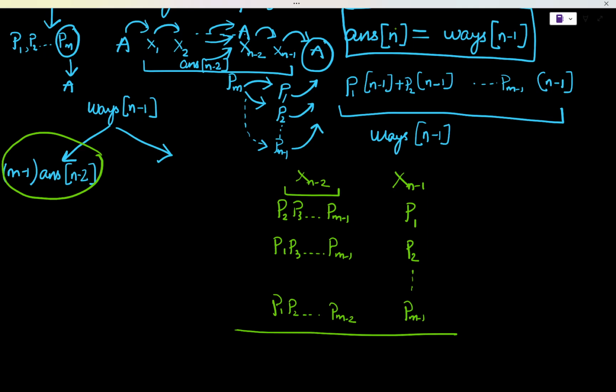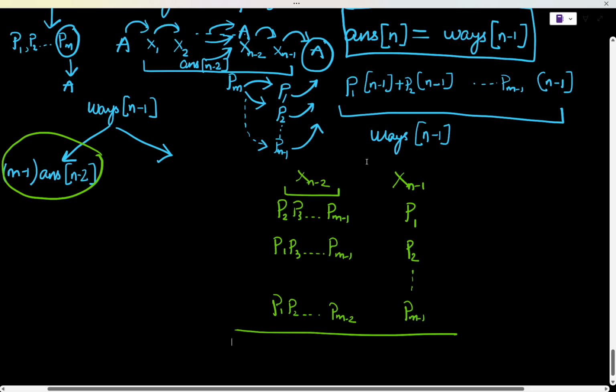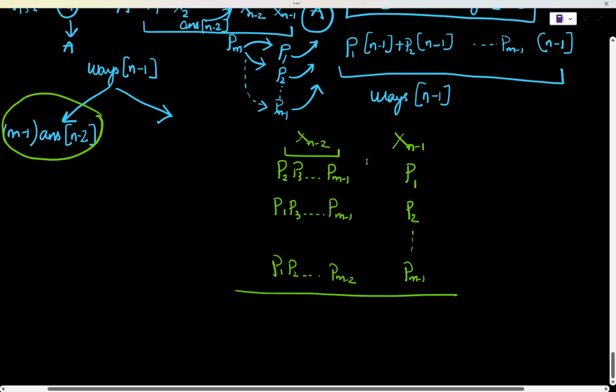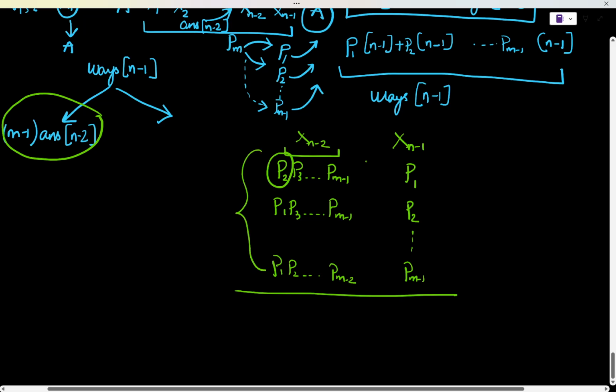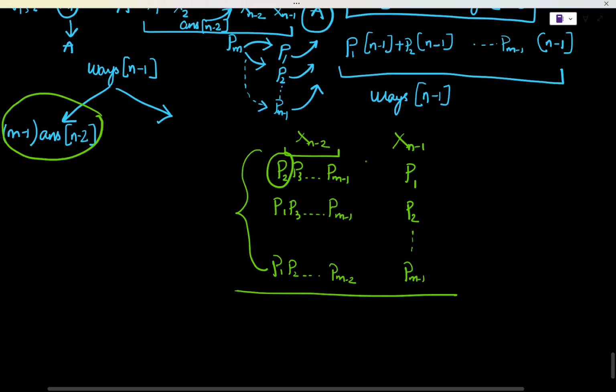Now if we add all these ways, these are the total possible cases, right? Either x of n-1 was P1 or P2 or all the way up to Pm-1. So if we add all possible such ways when they are not receiving the ball from A at x of n-2, this is the total possible cases. And interestingly, if we look at any particular variable here, let's say P2, how many times is P2 appearing here? P2 will appear all the times except when it was himself at x of n-1. When P2 was at x of n-1, it cannot receive the ball. But other than that, in every case, it can pass the ball to P1, P3 up to Pm-1.